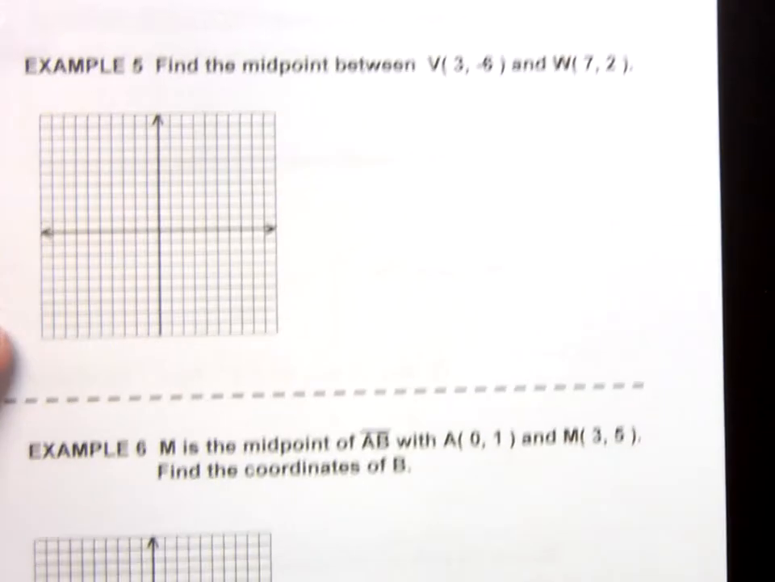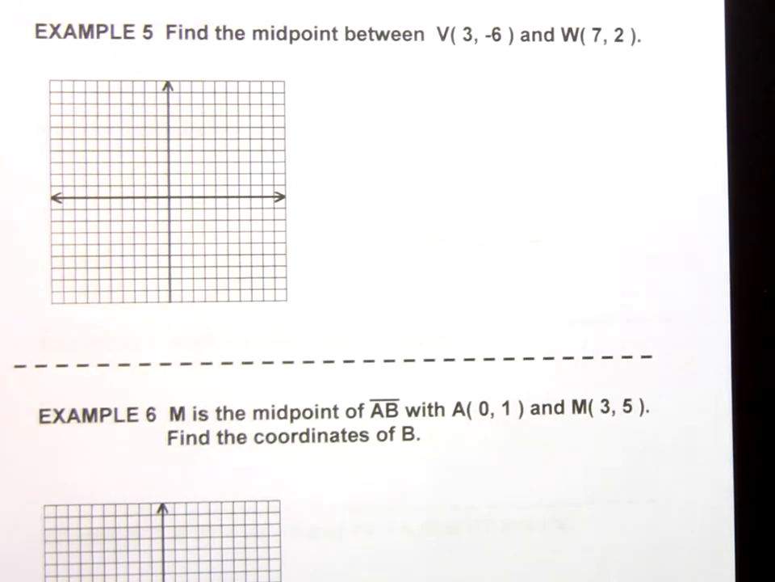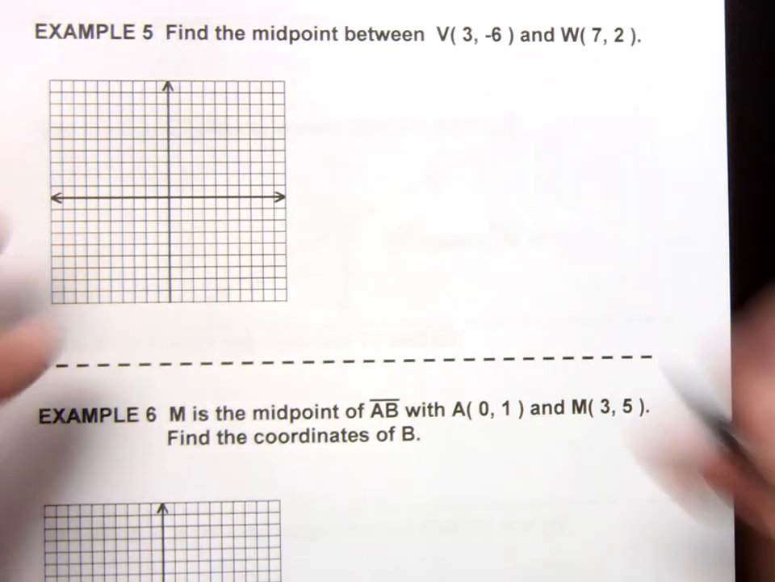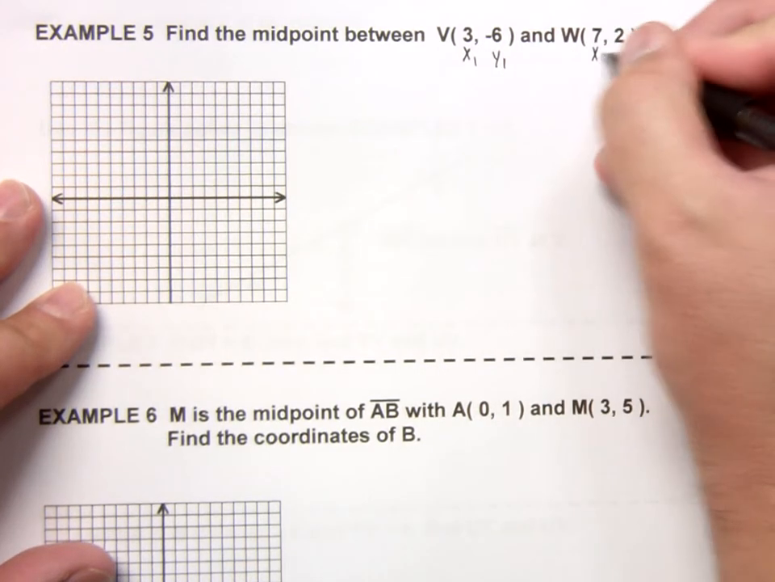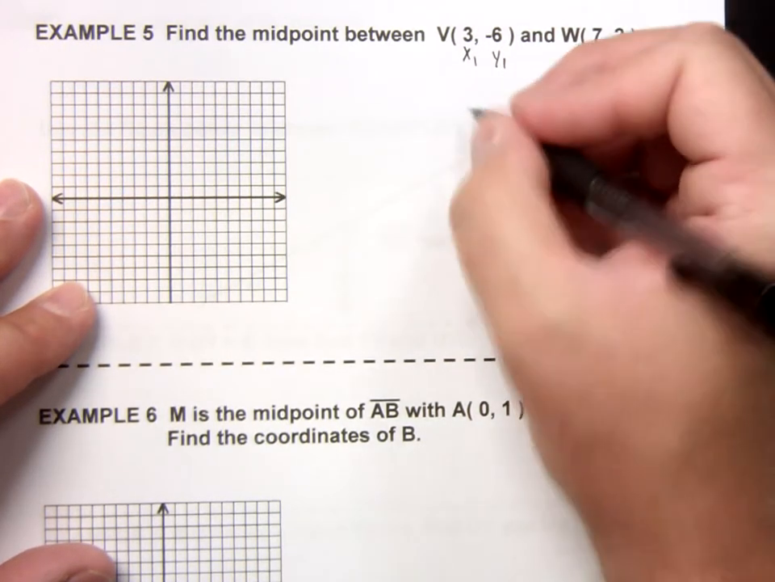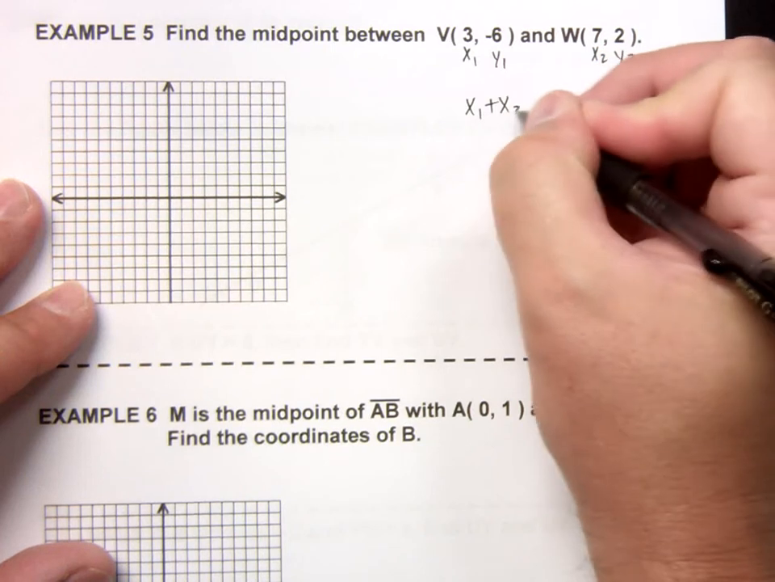All right, let's try another one. Find the midpoint between point V and point W. This time let's do the formula first. So this is x1, y1, and this is x2, y2, and I want to plug them into my formula for midpoint.